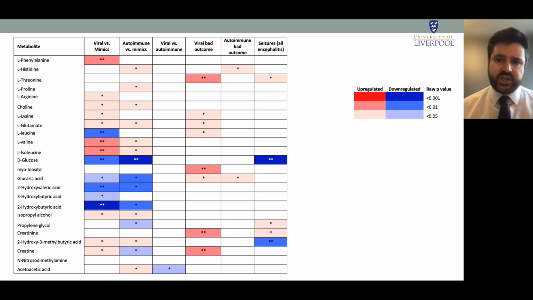And we then looked at correlations between metabolites and the occurrence of seizures, which are known to have profound effects on brain metabolism. So several metabolites were altered in those patients with seizures, including lower glucose, again alterations in amino acids and creatinine.